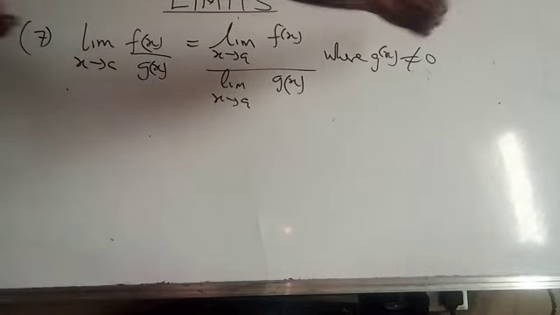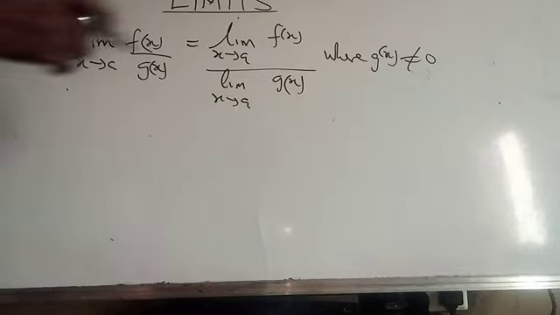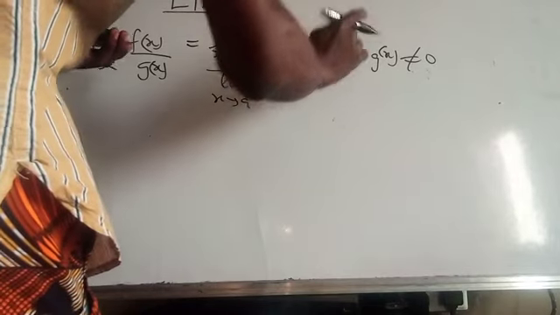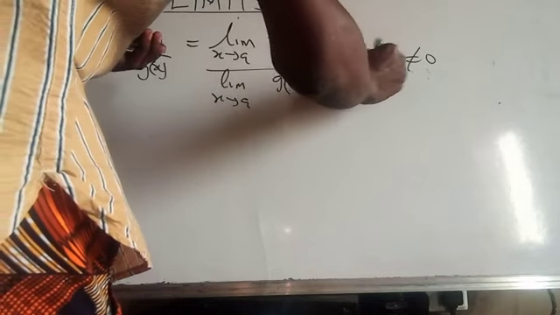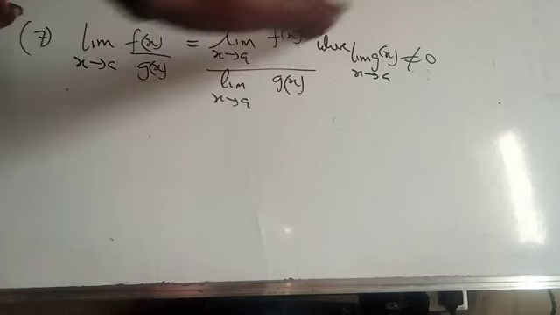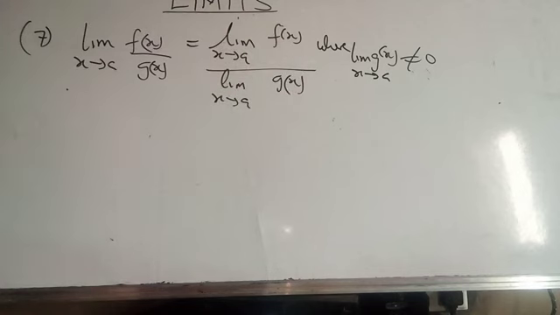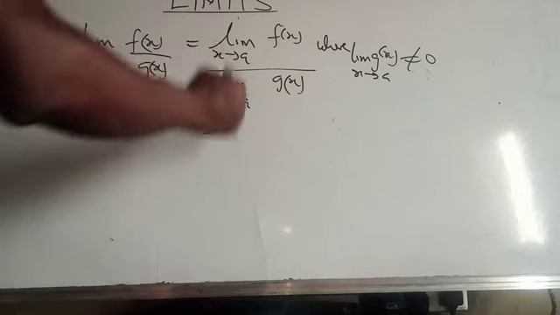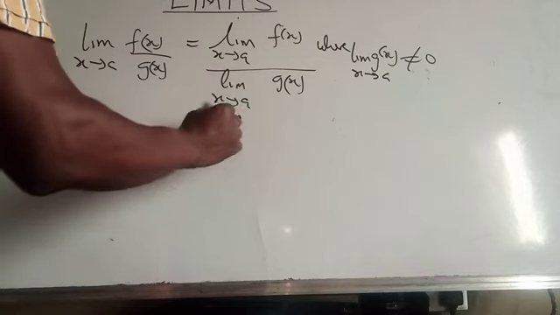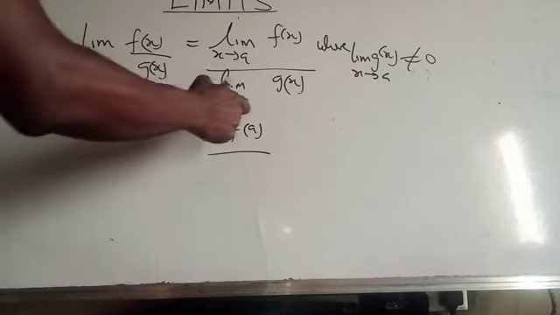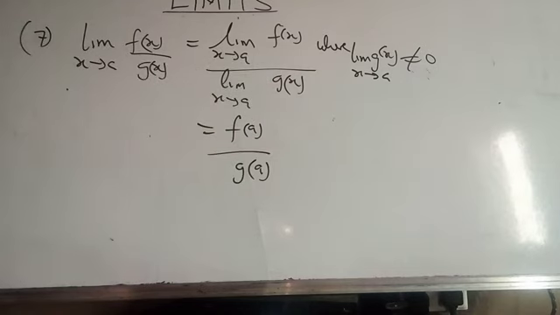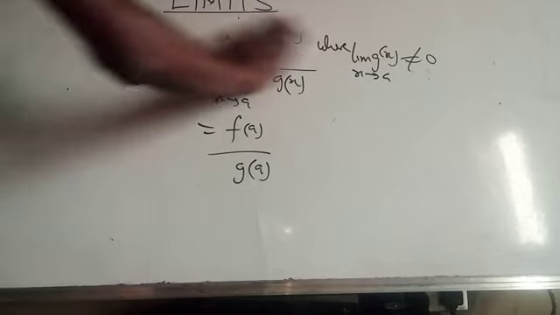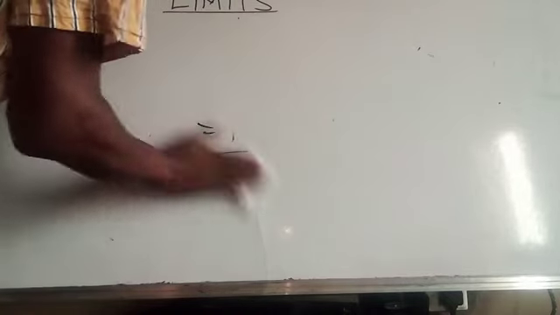Let's write it like this: where the limit of g of x as x tends to a is not equal to 0. If it is equal to 0, you have an undefined value. So this gives f of a all over g of a.